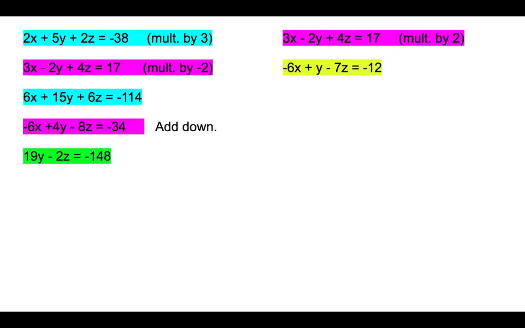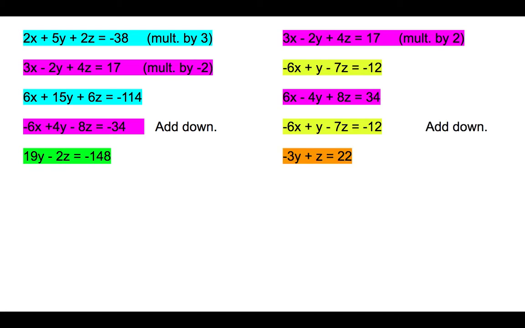Now I'm going to come over to my pink and yellow pair, and I'm going to do the same thing. I'm going to make x drop out. All I have to do here is just multiply the pink one by positive 2, and I'm ready to go. So the top one gets multiplied by positive 2. The yellow equation didn't need to change at all, so I just recopied it. Now I add down, and I get yet another equation that has both y and z. So I have my green equation, and I have my orange equation.